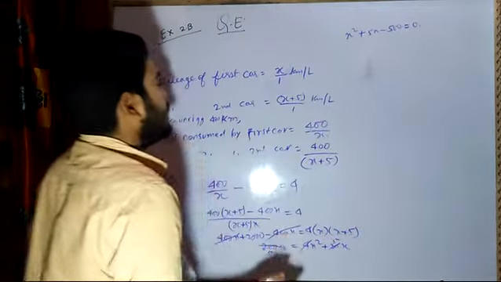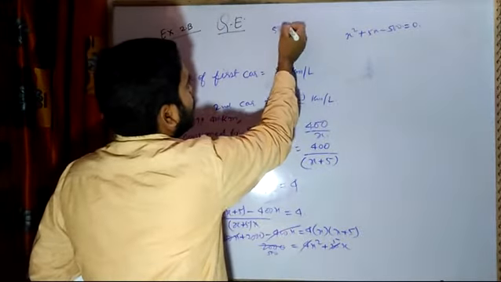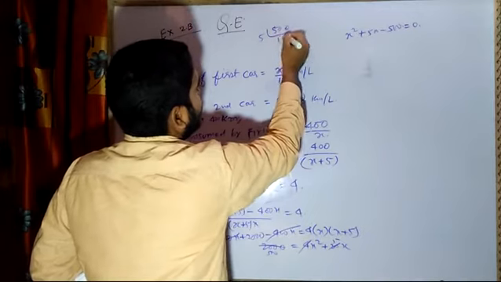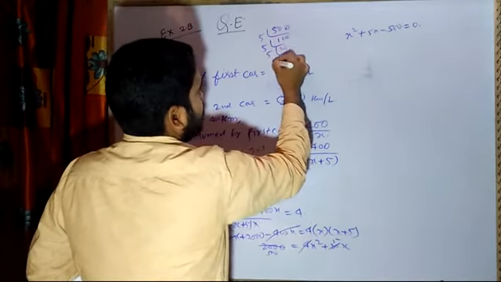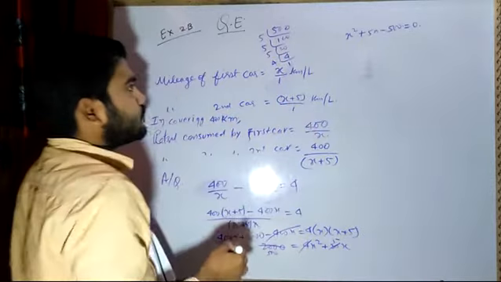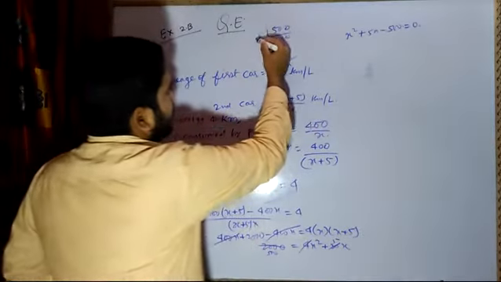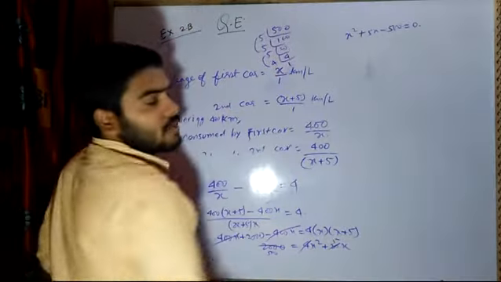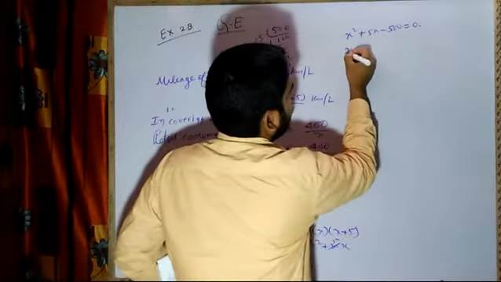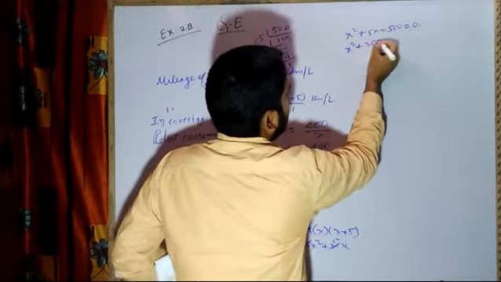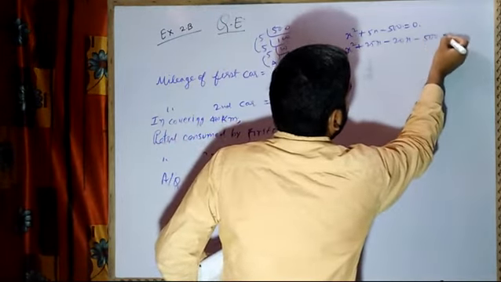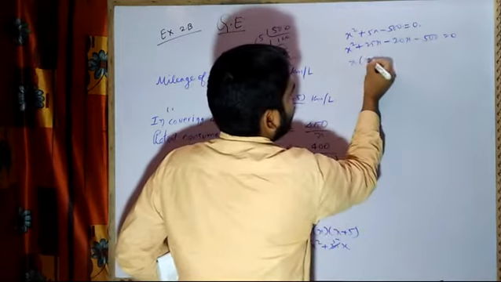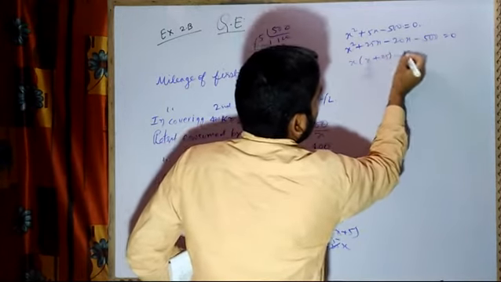So what will be my breaking of this 500? I can take 5 into 100, 5 into 20, 5 4s are 20, 4 1s are 4. Now 5 5s are 25, 5 4s are 20. 25 minus 20 is equal to this much. So x square plus 25x minus 20x minus 500 is equal to 0.